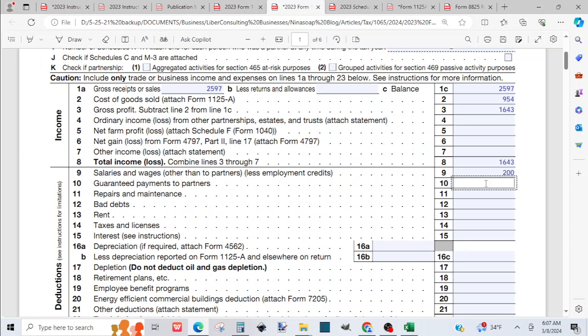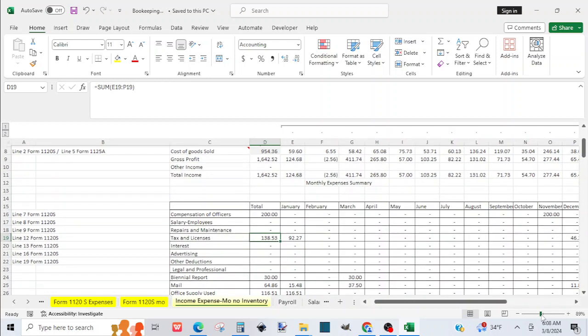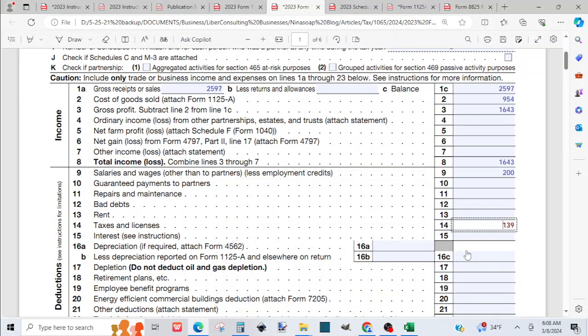And then you have guaranteed payment to the partners. You have repair and maintenance. You have bad debt, rent, tax and licenses. I believe it's 138 or 139. We can check it again. 139. Okay, the spreadsheet is adding up. And interest, we leave blank. Depreciation, if required, attach Form 4562.